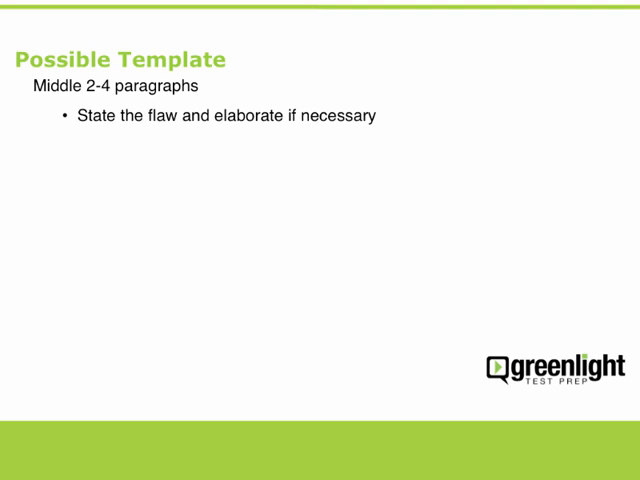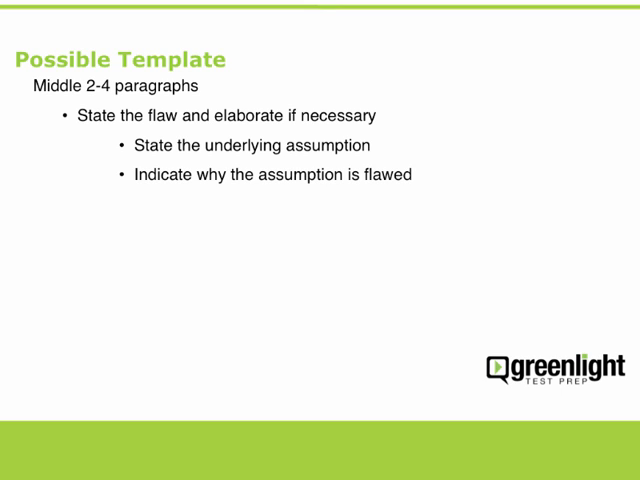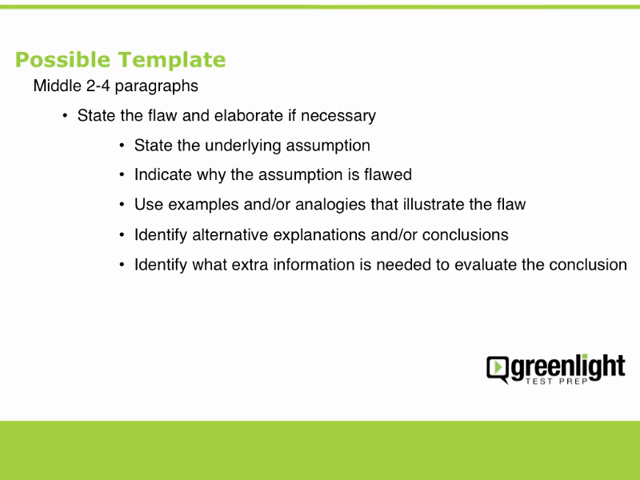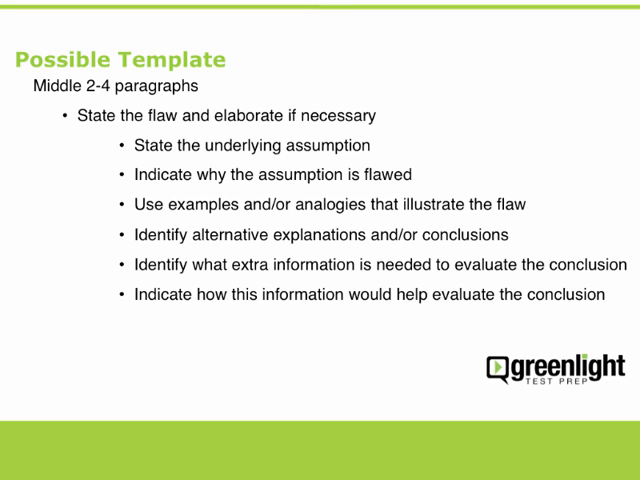Once you've stated the flaw that will serve as a topic for the paragraph, you can state the underlying assumption and indicate why the assumption is flawed. You can use examples and/or analogies that illustrate the flaw. Identify other possible explanations and/or conclusions in the argument. Identify what extra information is needed to evaluate the conclusion. And indicate how this extra information would help evaluate the conclusion.